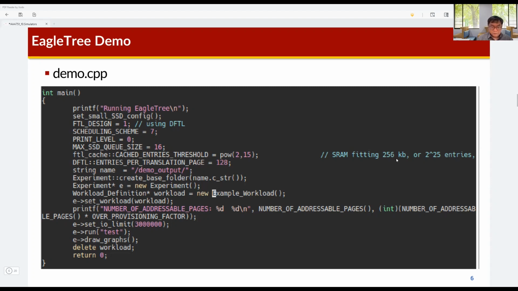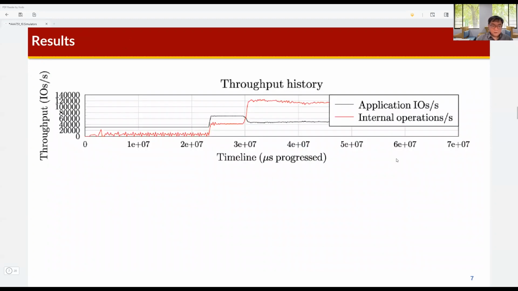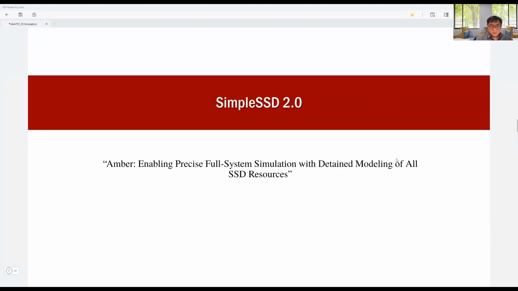So you can also define the workload like this here. So this is the Eagle3, and Eagle3 also reports some performance of the SSD, like throughput by time. But this is the trace-type simulator.